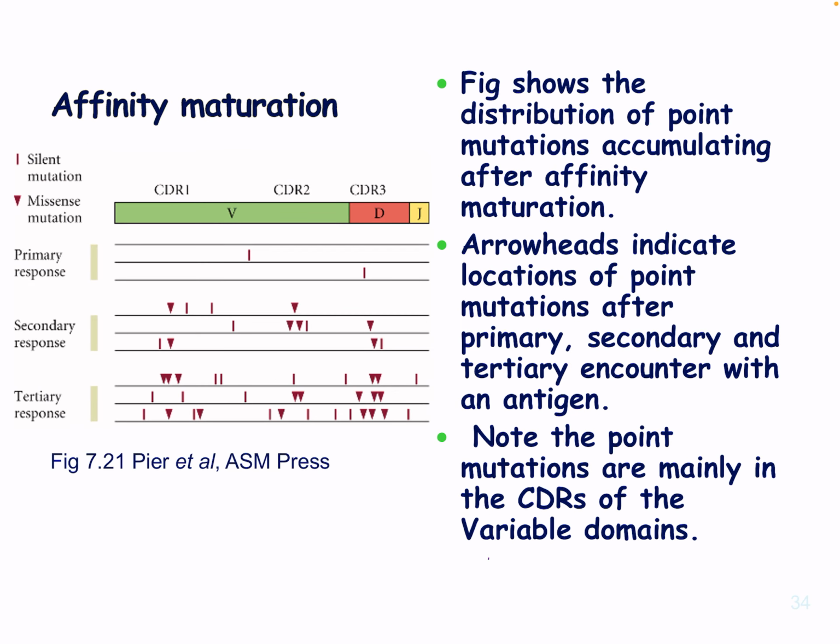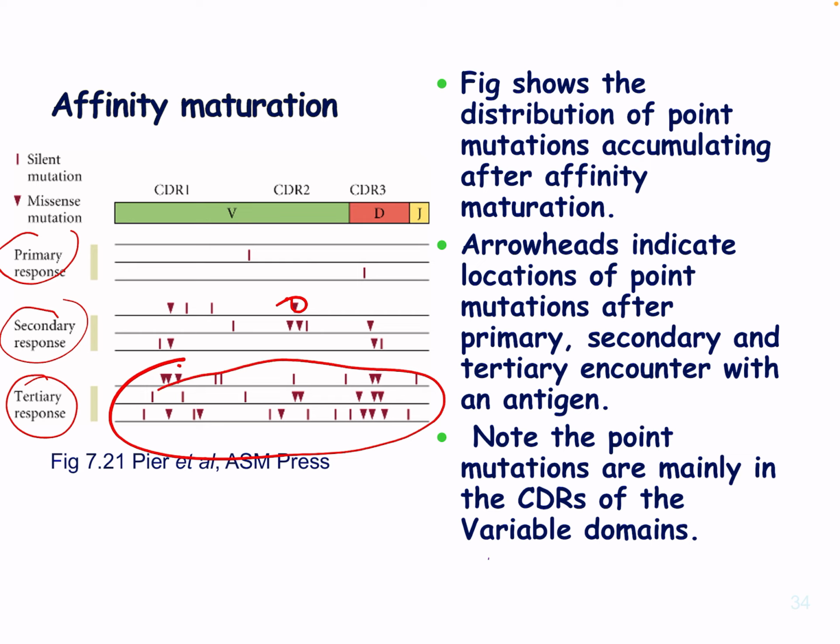So this figure shows the distribution of point mutations accumulating after affinity maturation. So the arrowheads, we see here, indicate locations of point mutations after primary, secondary, tertiary encounter with an antigen. So how many times? So first response, second response, third response. So we can see here all the different mutations that are occurring, even if we've already become immune to this thing.